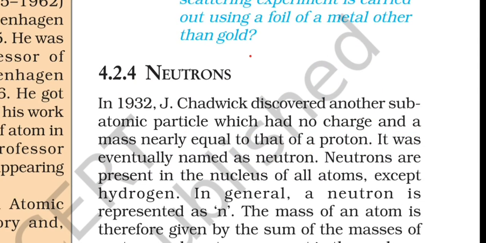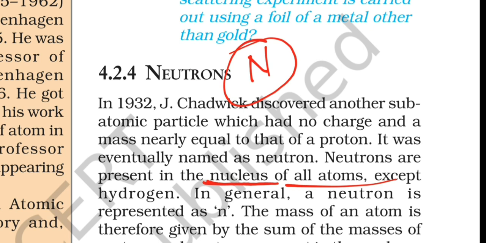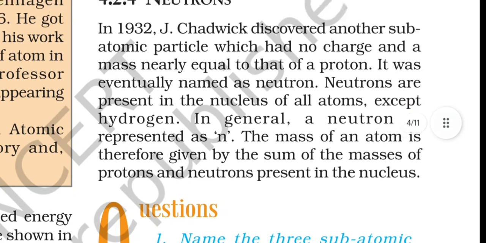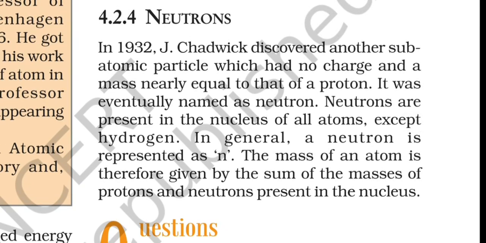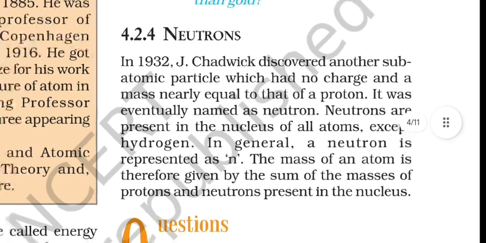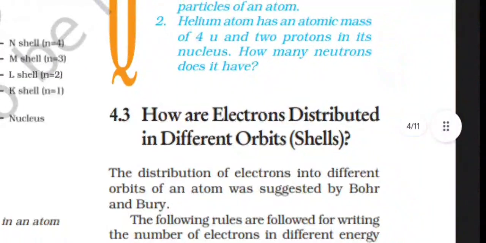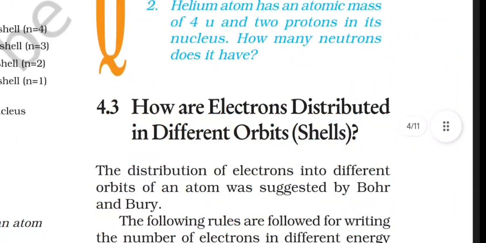Neutrons are also present inside the nucleus of an atom. Except for the hydrogen atom, all other atoms have neutrons present with the protons inside the nucleus. The mass of an atom is therefore given by the sum of the masses of protons and neutrons present in the nucleus. Next point, how are electrons distributed in different orbits?